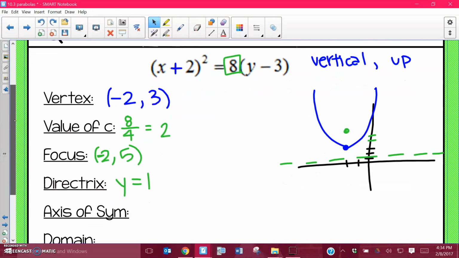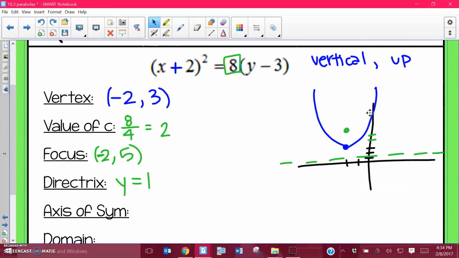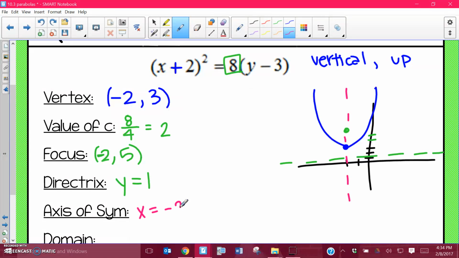Okay, so there's my picture. I can always plug in points. A lot of times I'll plug in 0 to find that intercept to get an idea of what the shape of the graph is. But finding the axis of symmetry, since this is a regular vertical parabola, that axis of symmetry goes right through my vertex, and that would just be at x equals -2.